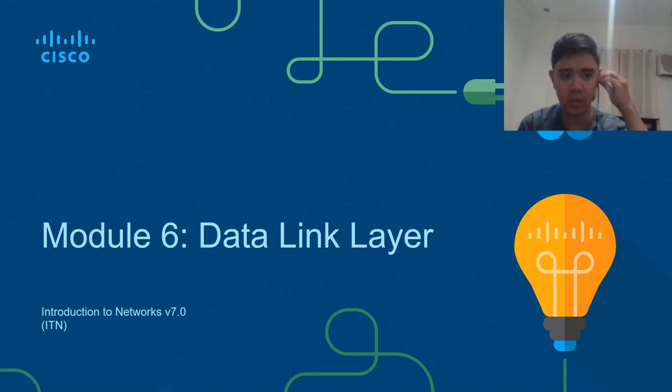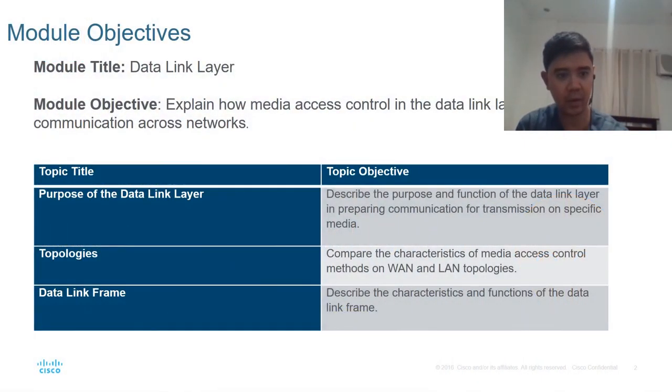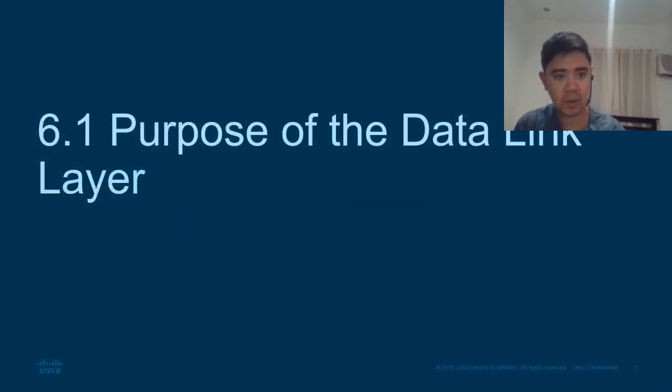So this is the discussion of module 6 entitled Data Link Layer. In this module, we are to cover the functions and components of the data link layer. We look into some of the topologies that we have in a wide area network and local area network, and we'll discuss data link frames.